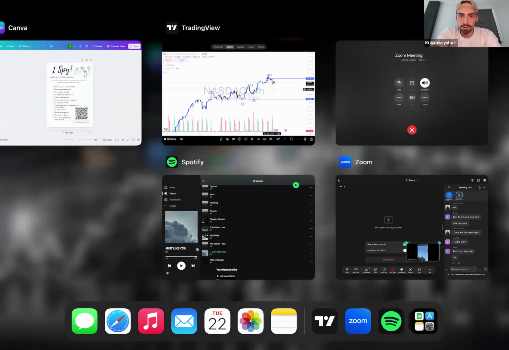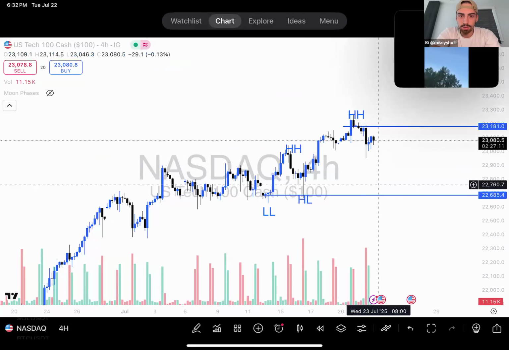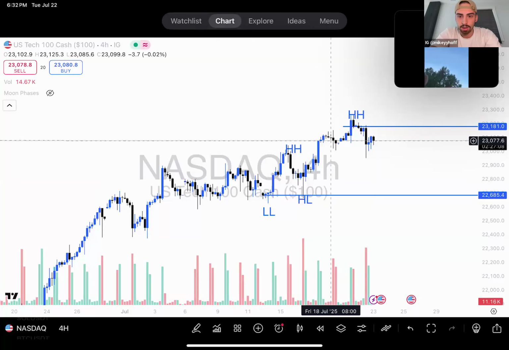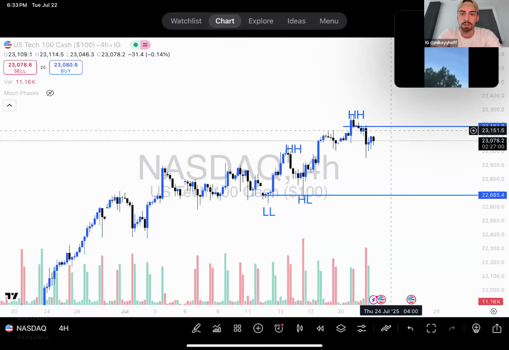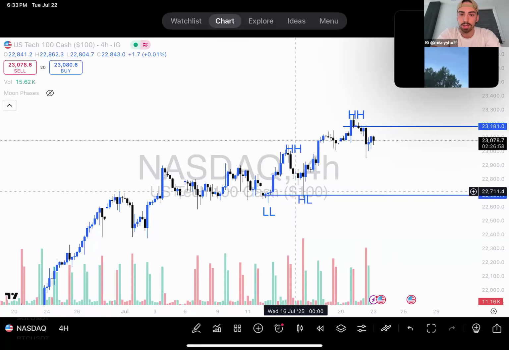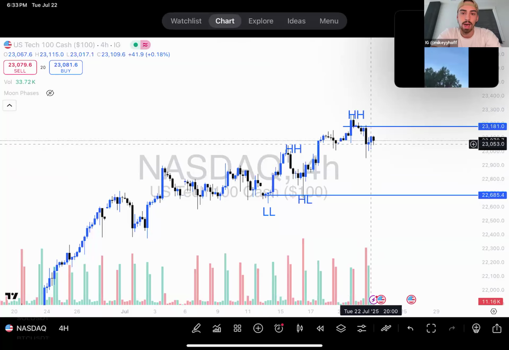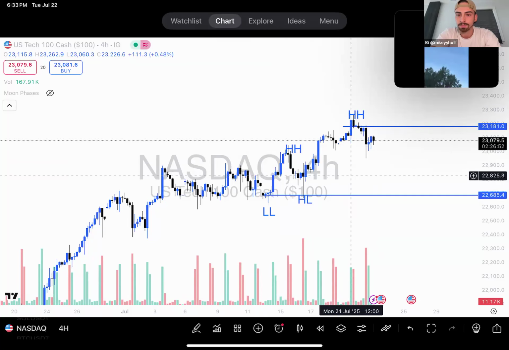So in this case, that wouldn't be considered a lower low, right? Because as you can see, we still respected this area, right? We still respected this high. Because we still respected this high, we didn't break below this higher low. This would not be considered a lower low, right?